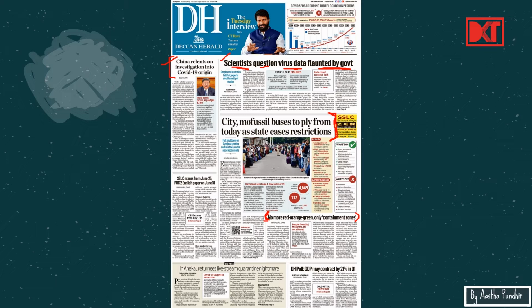Okay, so here, DH poll, GDP may contract by 21% in Q1. Again, this headline is given. So, you know, DH poll, I think it's probably Deccan Herald's own poll, the survey that they did, telling about how GDP may contract by 21% in Q1. So again, this is going to be pretty easy. You just have to read the headline and figure out what they are trying to say. Okay.